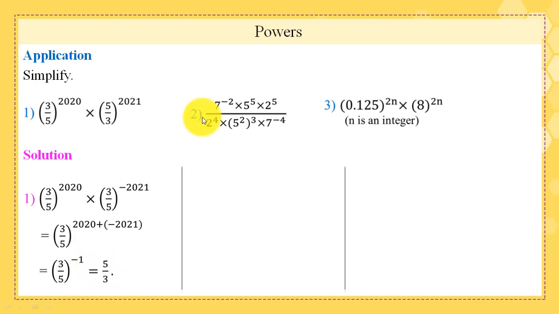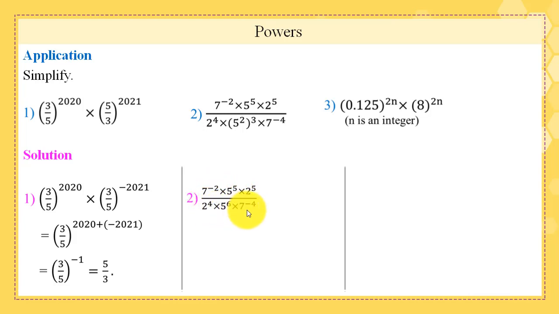2. 7^-2 times 5^5 times 2^5 over 2^4 times 5^2 to the power 3 times 7^-4. We start with (5^2)^3 equals 5^(2 times 3), which is equal to 5^6. So we get 7^-2 times 5^5 times 2^5 over 2^4 times 5^6 times 7^-4.